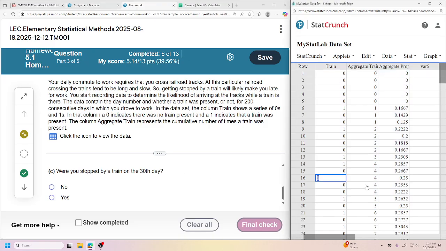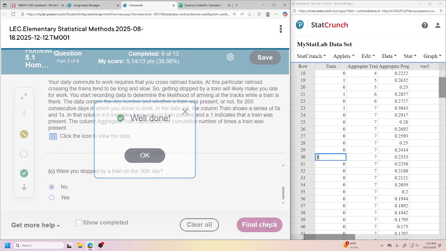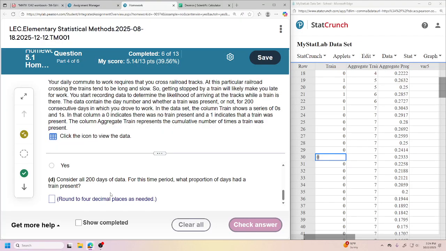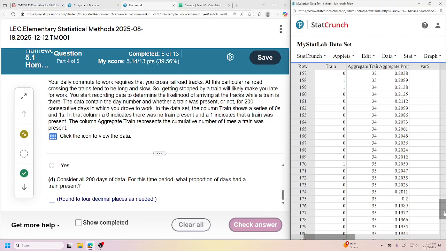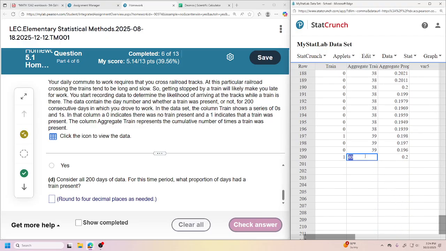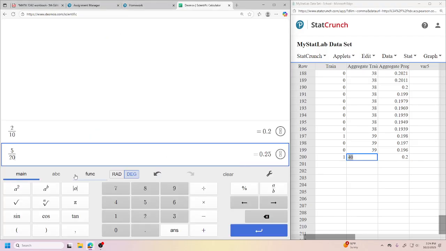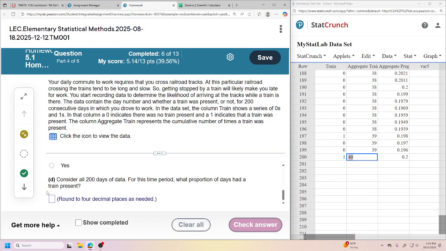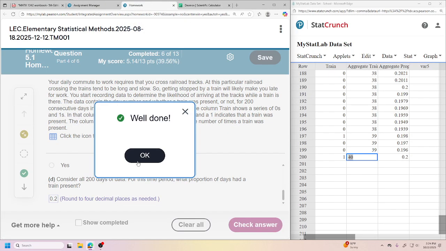Were you stopped by a train on the 30th day? Okay, let's go to the 30th day, right here. Was there a train? It's a no. No trains. Okay, all 200 days. What's the proportion? Whoa. I got to go all the way down here. 40. They're saying there's 40 total trains. 40 is my selected. But what was my total? 200. Very good. So 0.2. 40 over 200.